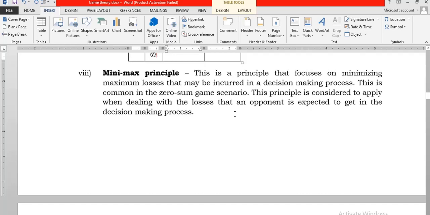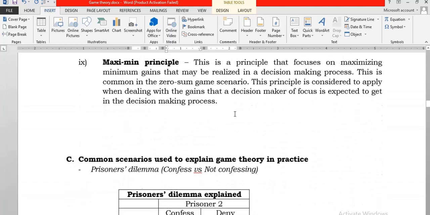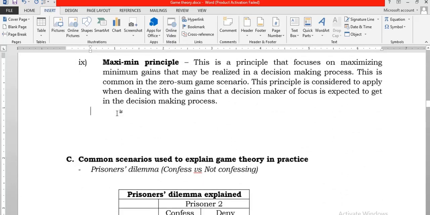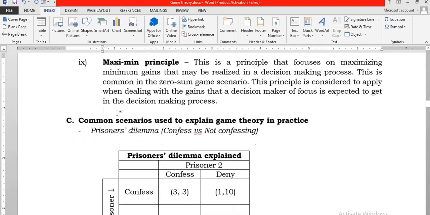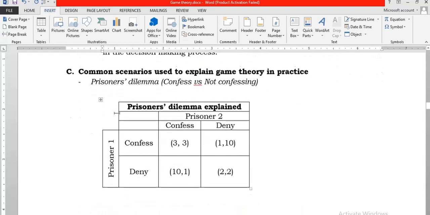Then we talked about the minimax principle and the max-min principle. We talked about it earlier. Okay, now let's discuss the common scenarios that exist in game theory, that we need to understand. By understanding these common scenarios, we shall be able to get a picture of this thing called game theory in terms of payoffs and other things. The first scenario is what we call the prisoner's dilemma. Okay, and maybe you may get some time and read more about it if you get some chance.